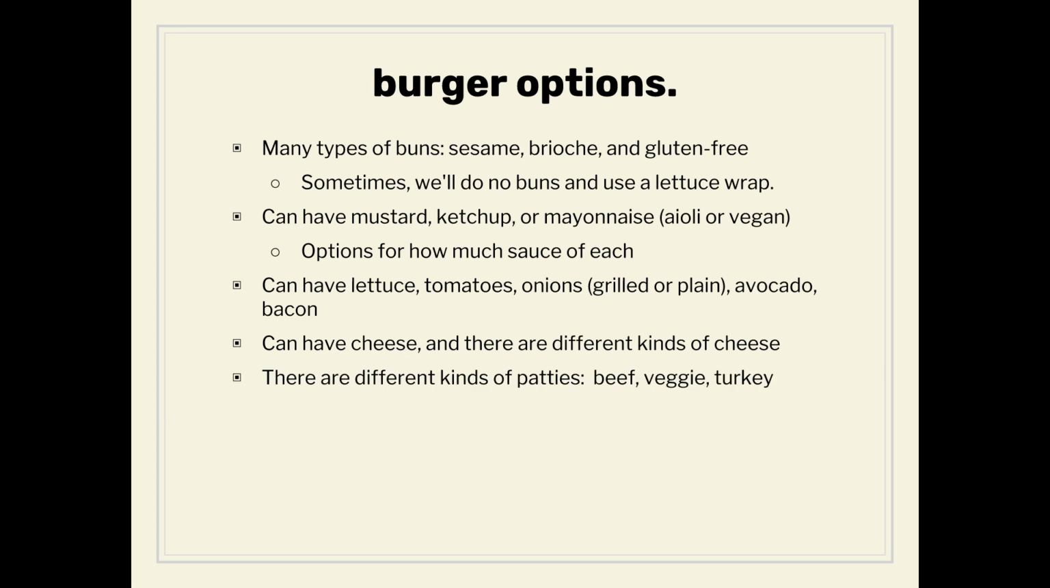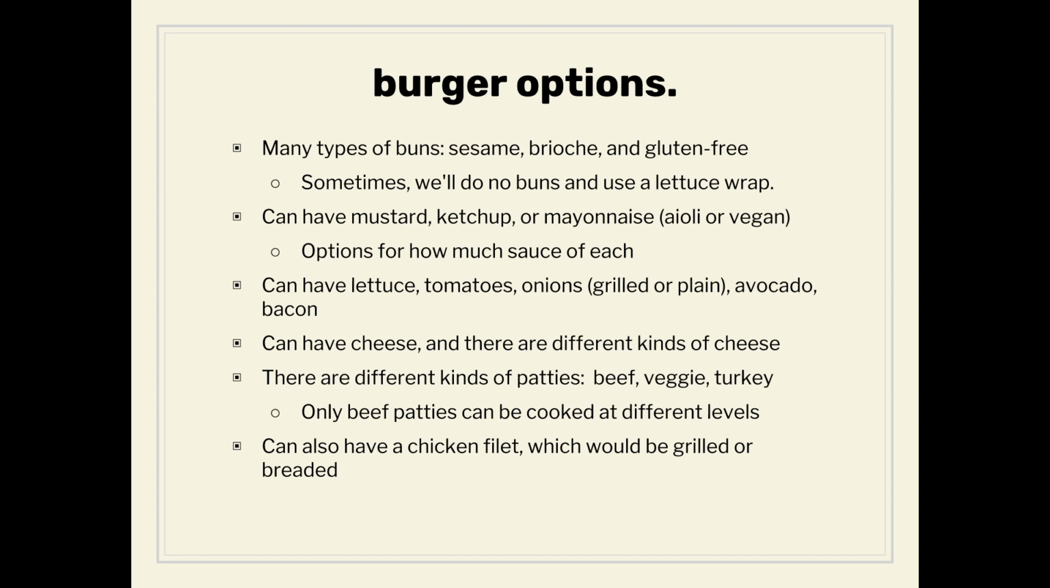And we'll get there. Only beef patties can be cooked at different levels, right? Because turkey has to be well done, and veggie patties are kind of one come all. And then we'll also have a chicken fillet, and that can be grilled or breaded. And finally, we can have multiples of cheese or patties, so you can do stuff like double cheeseburgers.